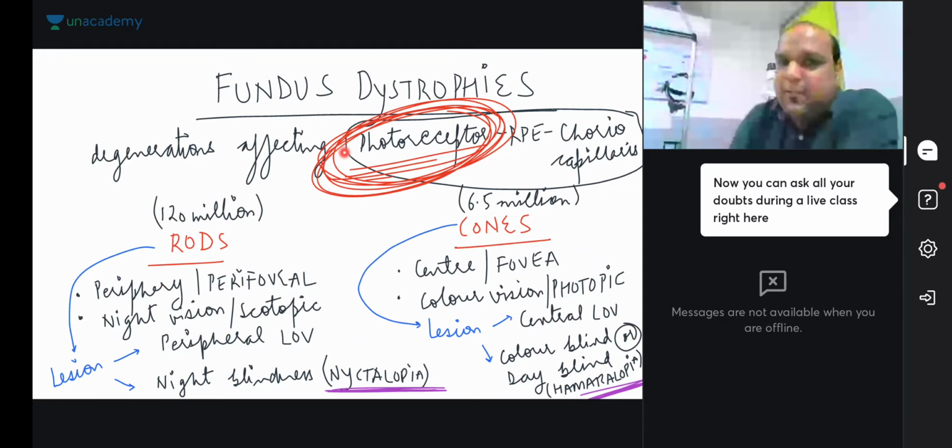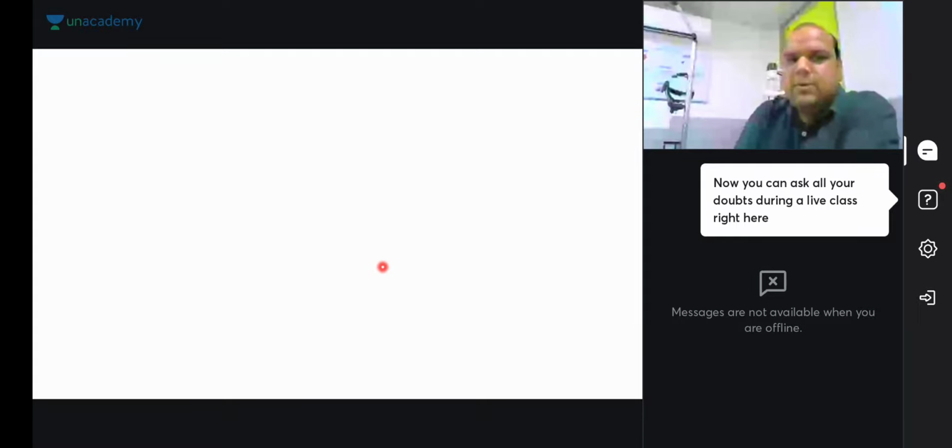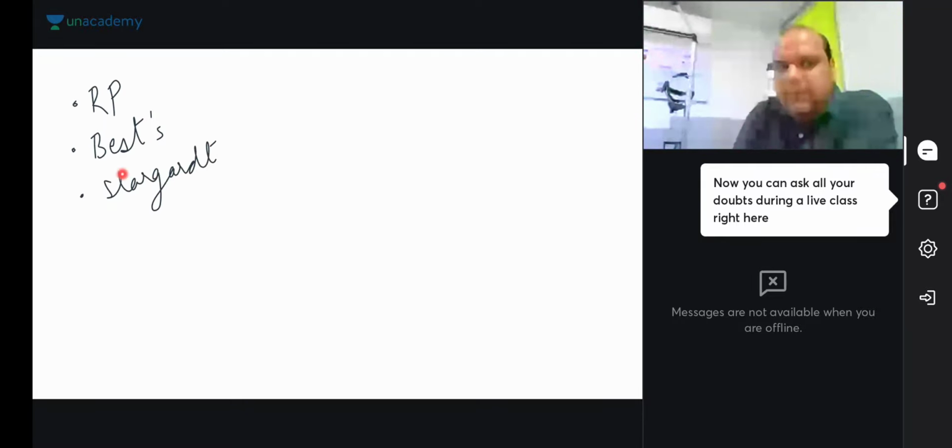Fundus dystrophies are degenerations affecting photoreceptors, so they will either affect rod cells or cone cells. Right, guys? We have done some conditions in this. I just list them for you here. The conditions we have done are retinitis pigmentosa, Best's macular dystrophy, Stargardt's disease, some miscellaneous diseases, and then infantile onset nyctalopia.